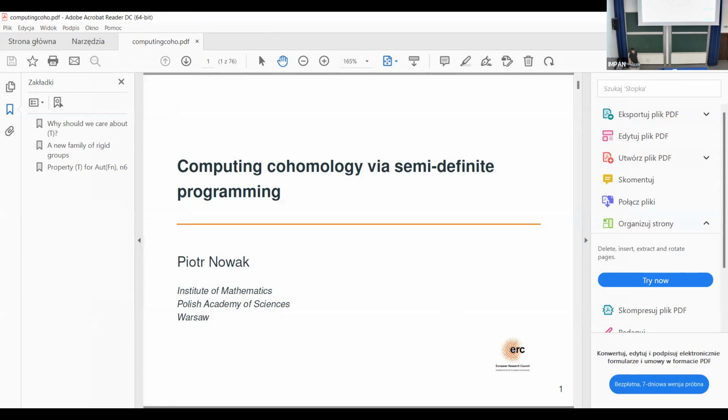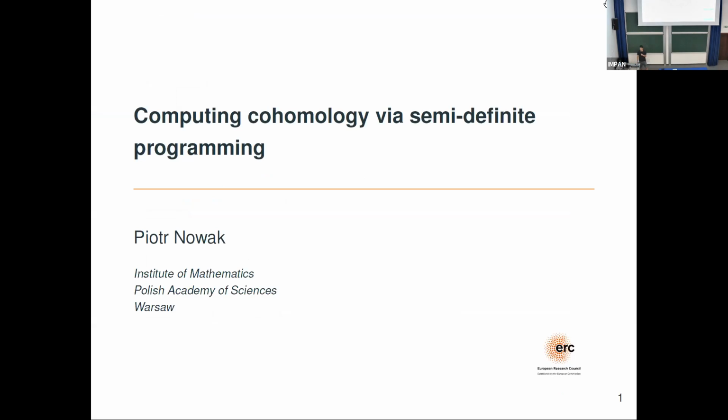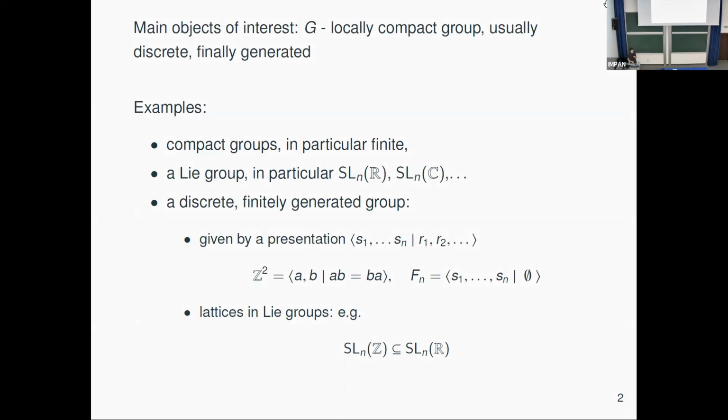Thank you very much. I would like to start by thanking the organizers for the invitation to this excellent conference. So I would like to speak about cohomology of groups and computing this cohomology in certain cases.